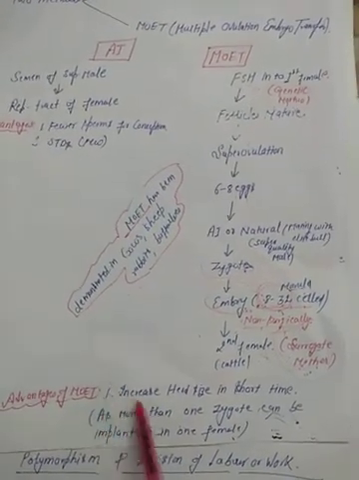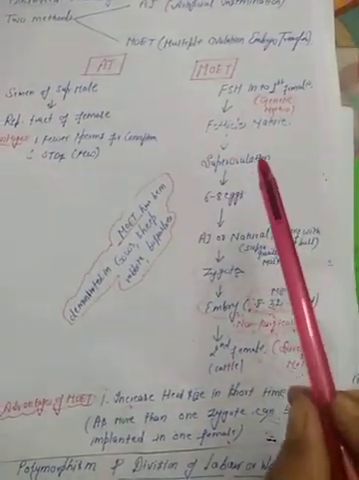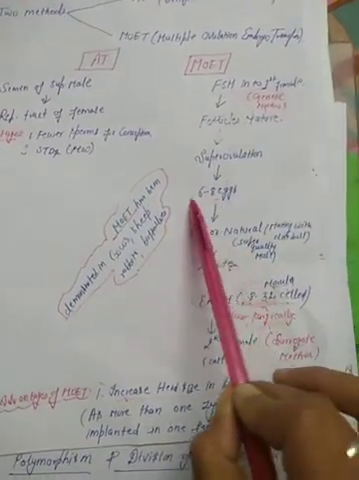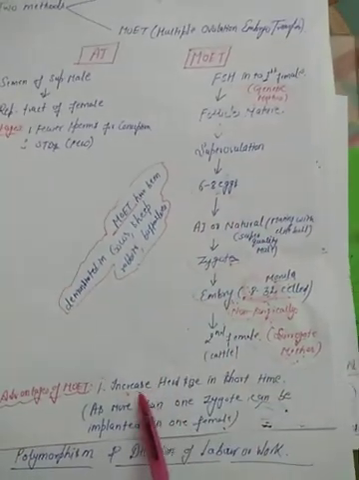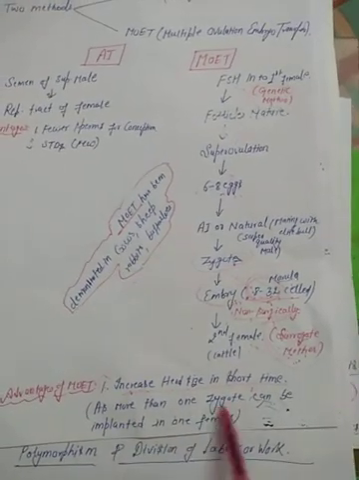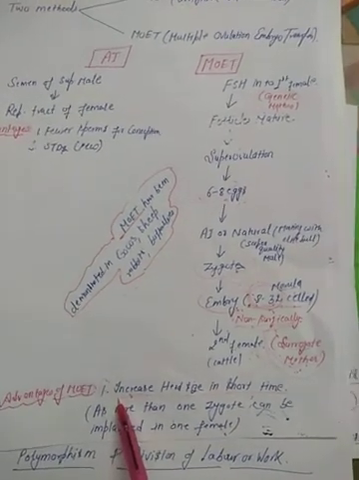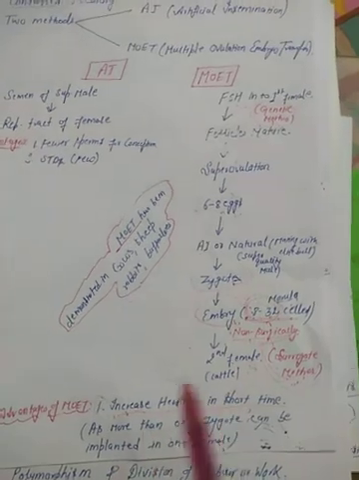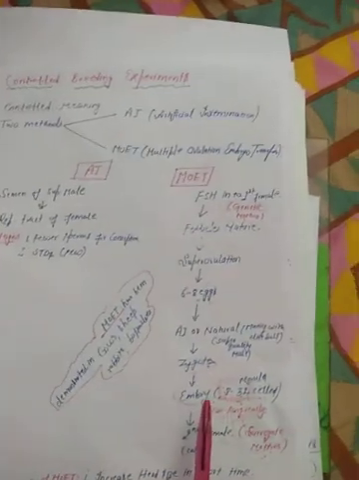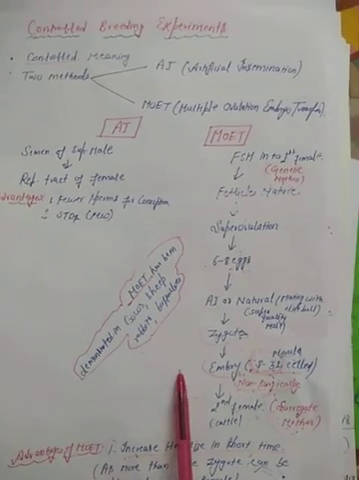The first and important advantage is that, as I told you, only 1 or 2 eggs are usually produced, but here you can see that by this hormone, 6 to 8 eggs can be produced. So obviously it increases herd size in a short time, as more than one zygote can be implanted in one female. This is the advantage of this MOET technology, multiple ovulation embryo transfer technology. So this is all about this topic, controlled breeding experiments. Though a very small topic, it is a very important topic.